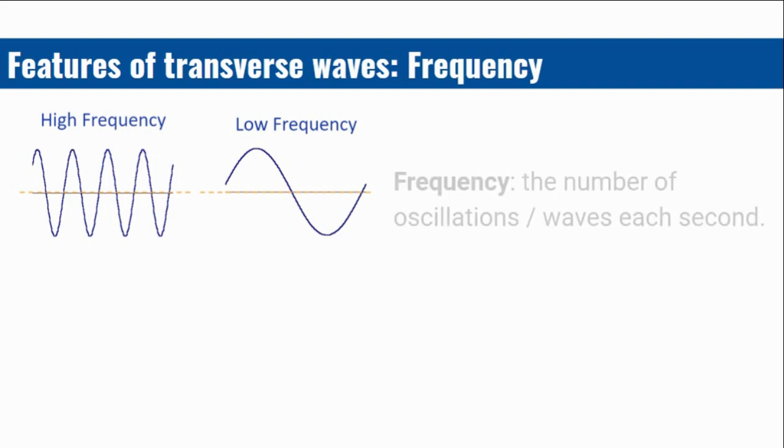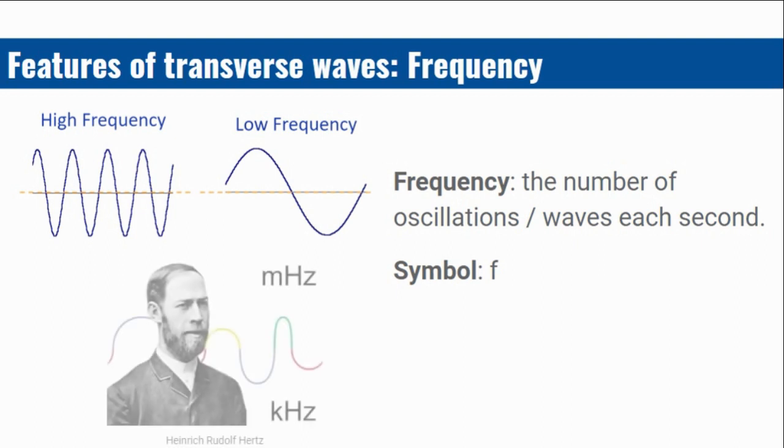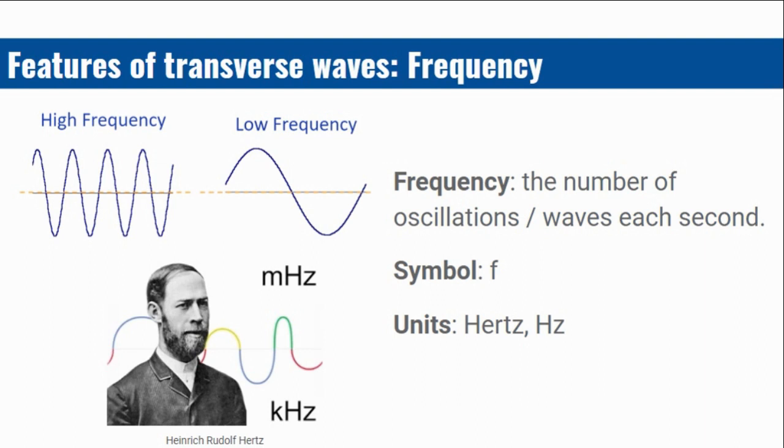So frequency is the number of oscillations or the number of waves passing each second. It can be abbreviated with the lowercase letter f. We use units called hertz to measure frequency. It's just another way of saying how many times per second. And this was named after a German physicist named Heinrich Rudolf Hertz, who made some very important discoveries about waves. So if one wave was passing each second, that wave would have a frequency of 1 hertz. Or if there was 1,000 waves passing each second, that wave would have a frequency of 1,000 hertz.